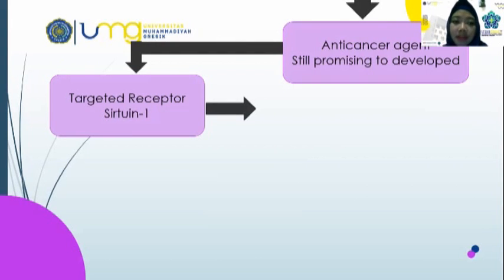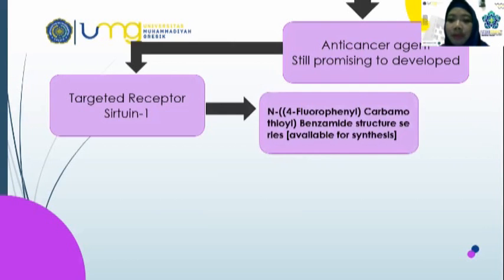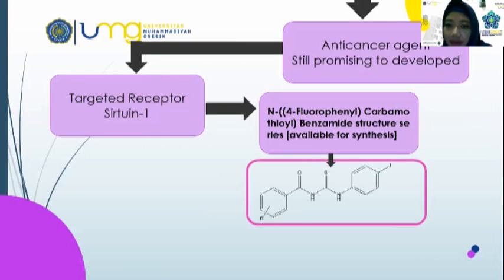After we determine the targeted receptor, we have to choose the compound. We will use the N4 phenyl carbamatiol benzamide structure series, but the status here is different from other research. We will use synthesis moieties that are available in the Sigma Aldrich store. So our compounds will be synthesized after this research.